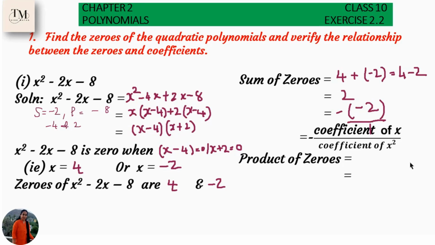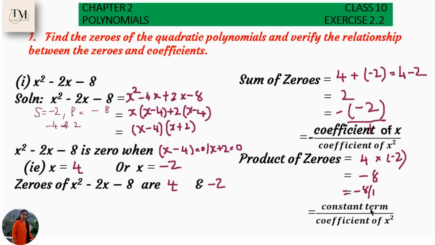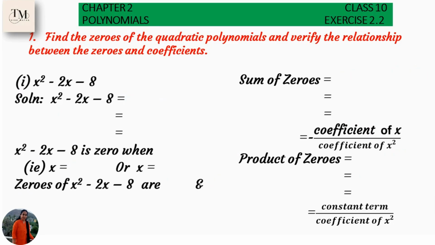Next relation, we have to find the product of zeros. So 4 into minus 2 is nothing but minus 8. So this can be written as minus 8 divided by 1. Okay. So minus 8 is nothing but the constant term, and 1 is nothing but the coefficient of x square. So the product of zeros is equal to constant term divided by coefficient of x square. Okay. Can you understand? Okay. Let me go to the next problem. Before that, I erase this.